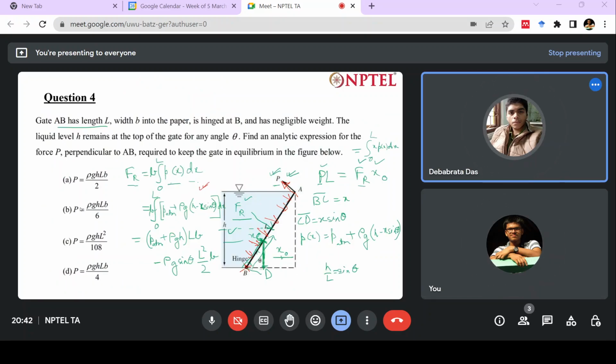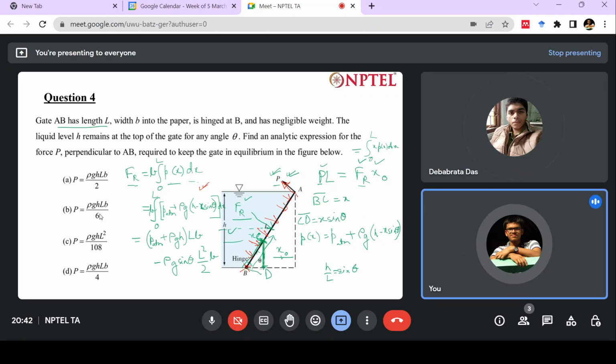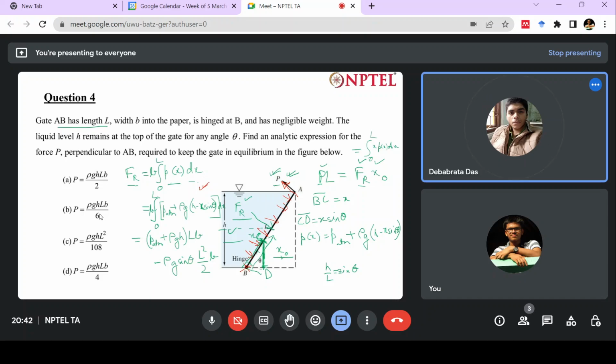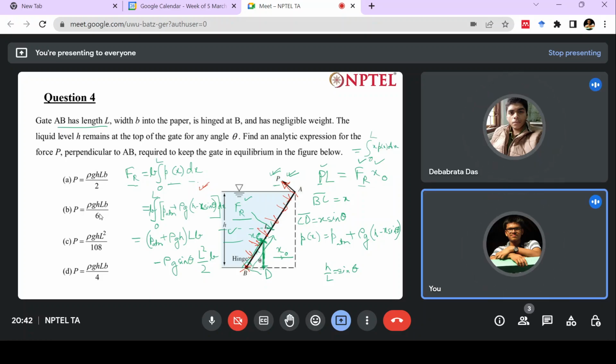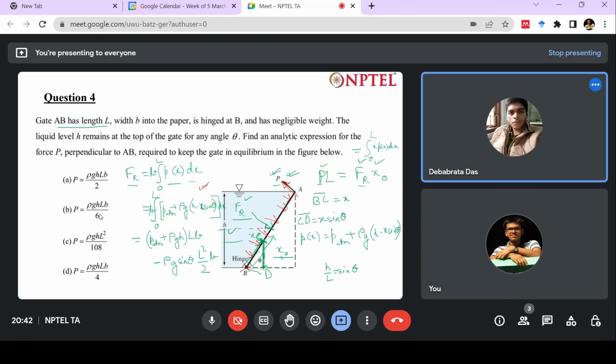Any other topic that is being missed, you can tell. I have noted fluid under rigid body motion. If there is any other topic, let me know.